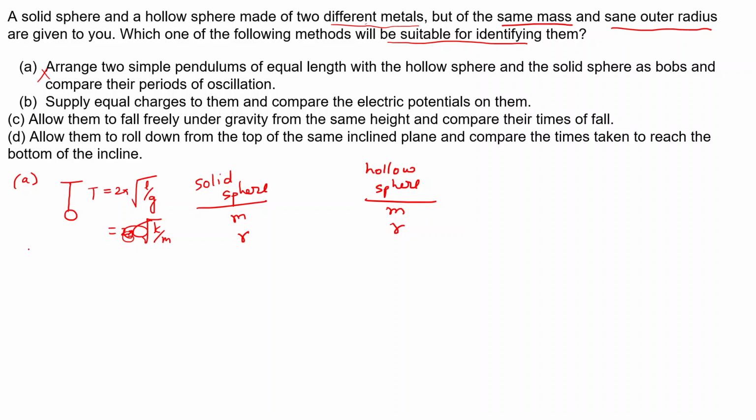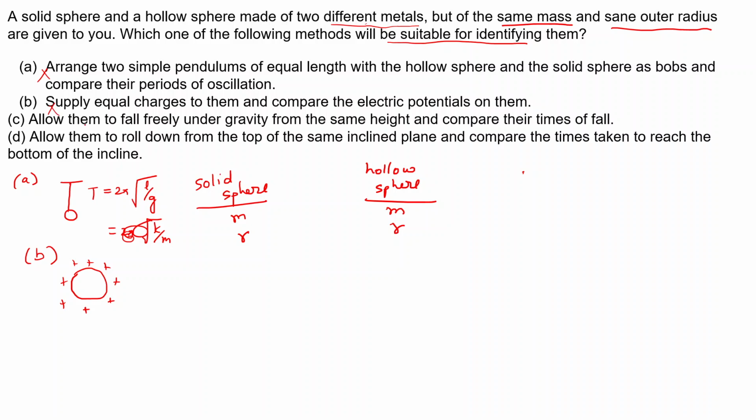Okay, so if we try supplying equal charge to them and comparing the electric potential on them, this experiment will also not help, because when we supply charge, the charge is collected on the body, right? If I'm giving positive, it will go on the surface. So even if it's solid, even if it's hollow, the charge will be at the outer surface. So it will also not help us distinguish the solid and hollow sphere.